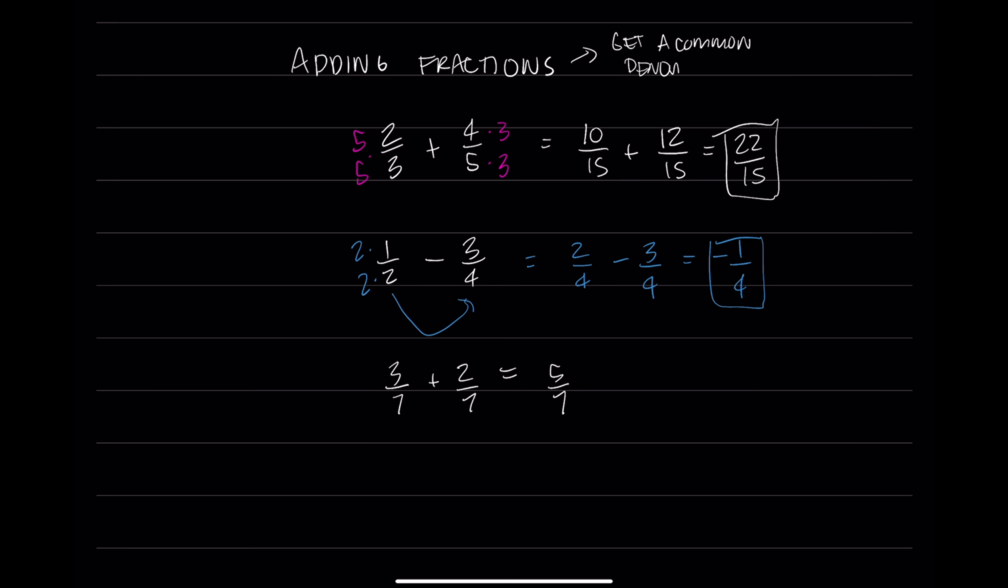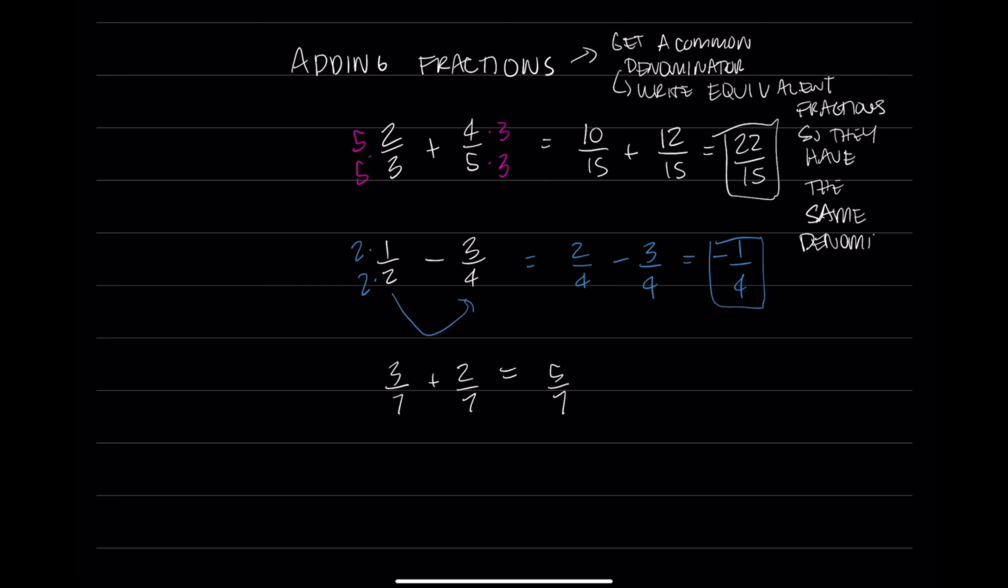So in other words, you want to write an equivalent fraction, multiplying numerator and denominator by some number, so that both fractions can be in an equivalent form and have the same denominator. And we know if you multiply the denominator by a number, you have to multiply the numerator too, so that you're really just multiplying by 1.